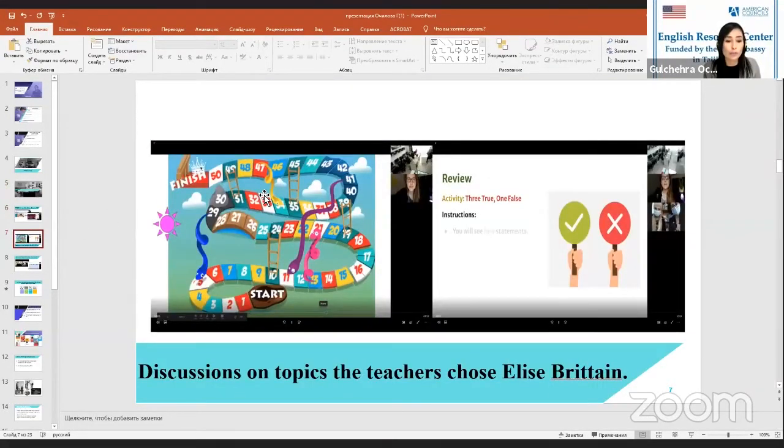We also had discussions on topics the teachers choose with Alice Britton. Most of the time, the faculty at the pedagogical university request topics of interest. So we conduct the sessions by their curiosity and interest. The interns and the specialists most of the time get their requests, prepare the topics, and work with them.